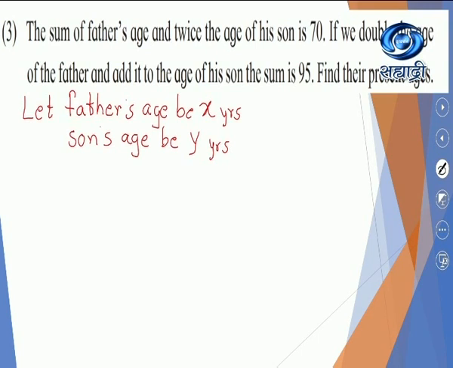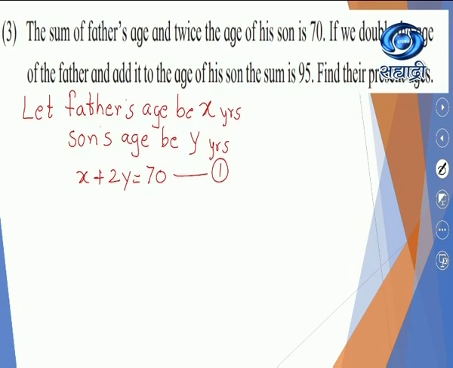Okay. Now, according to the first condition, father's age and twice the son's age is 70. Means x plus twice the son's age, that is 2y, equal to 70. We got our equation 1 here.